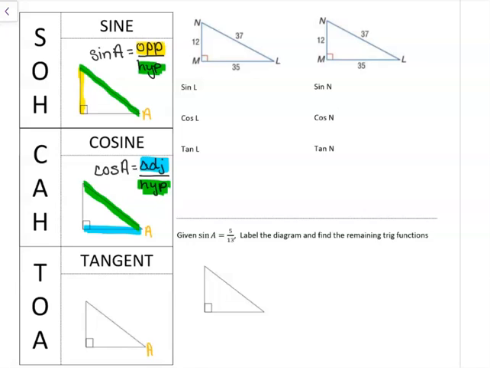And then last is our tangent. So that is TAN for short. So the tangent of my angle is the opposite side divided by the adjacent side. So our opposite side would be this one here, and our adjacent side would be this one here.